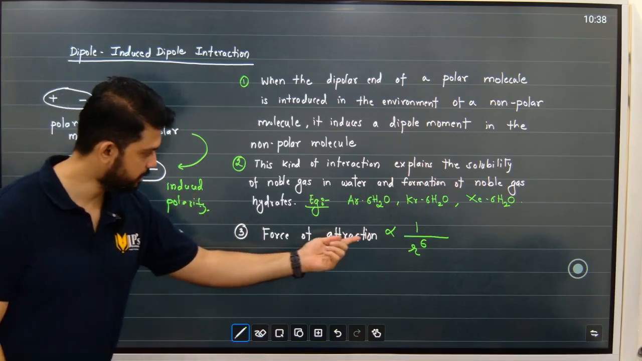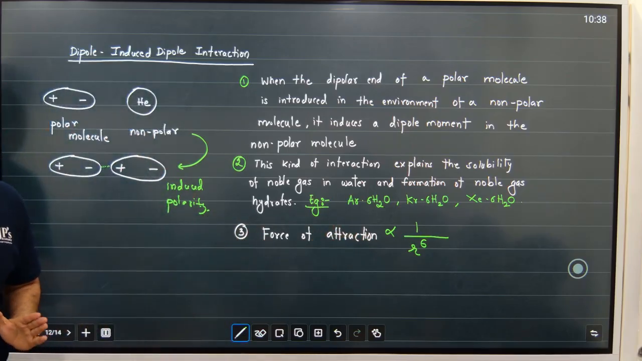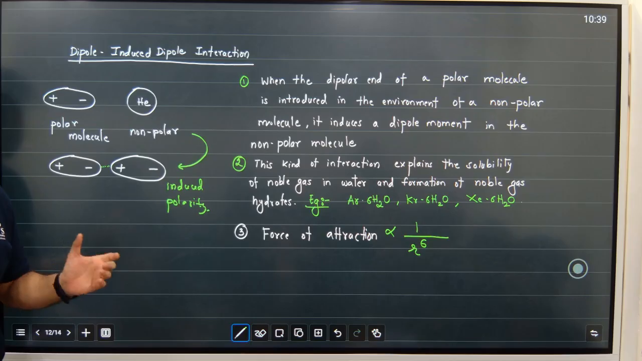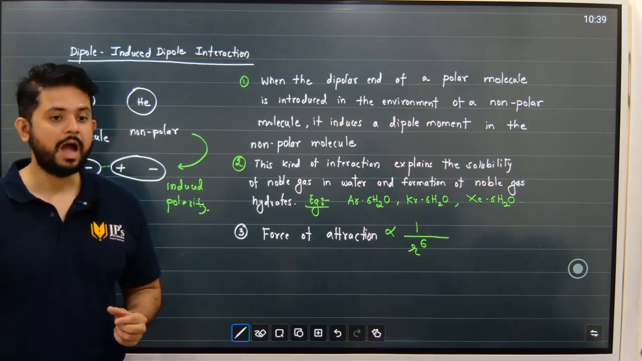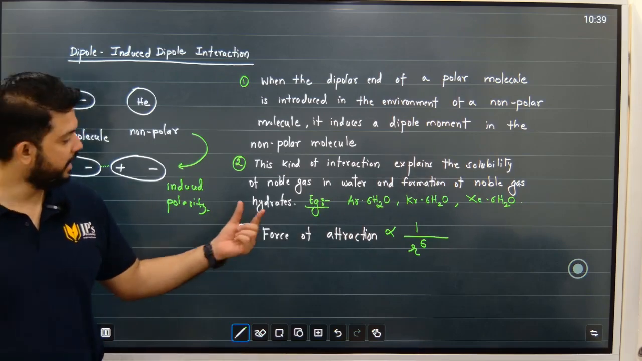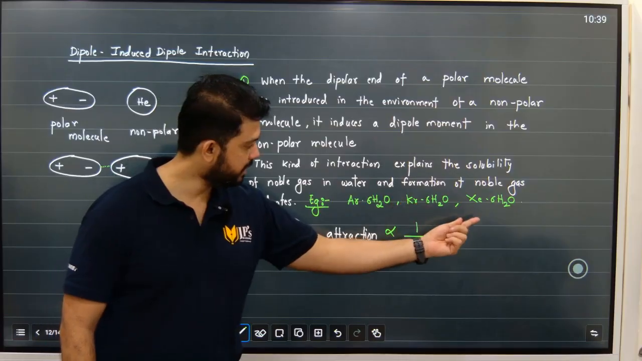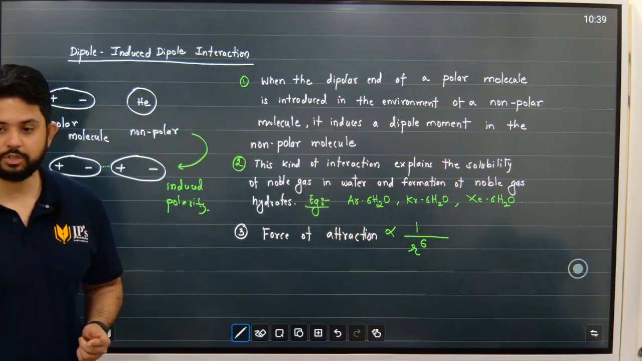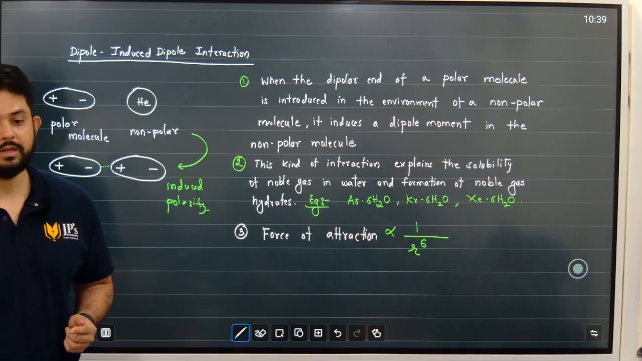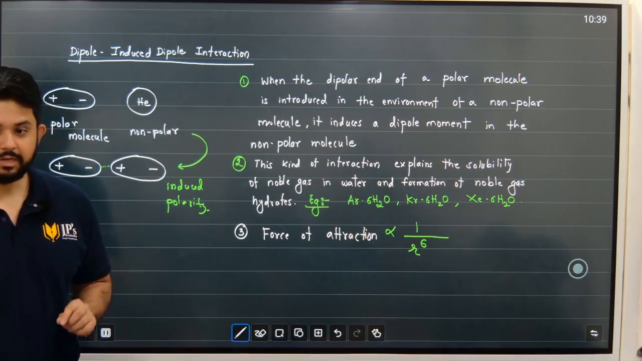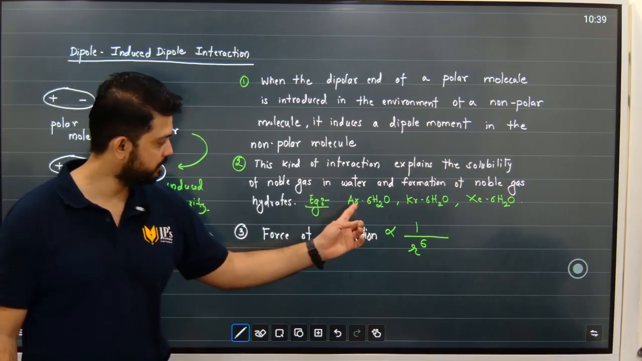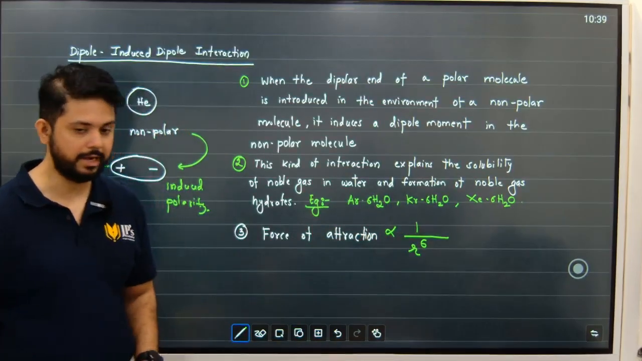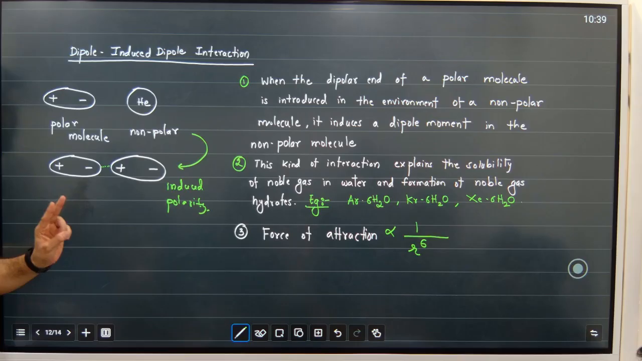The force of attraction here is inversely proportional to the 6th power of the distance between the two, which means the strength is actually very weak, but it does exist. How do we confirm that? It is because of the hydrates of noble gases. It is due to the formation of hydrates of noble gas. However, helium does not form this, but we have observed this in argon, krypton and xenon. This is the second type of interaction.